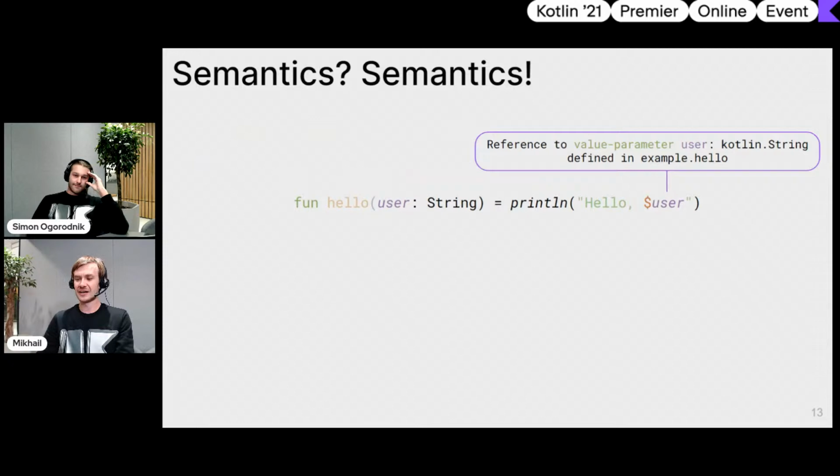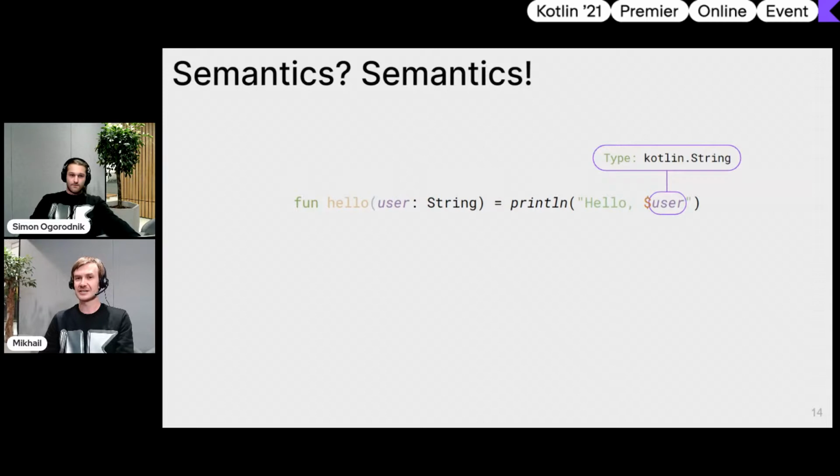After body analysis, we will know even more. For example, the user component of the string template here refers to the user value parameter of the hello function, and it has type of Kotlin string. The whole string template also has type of Kotlin string, and the println call in fact refers to a function from the Kotlin IO package which accepts a string and returns Kotlin unit.